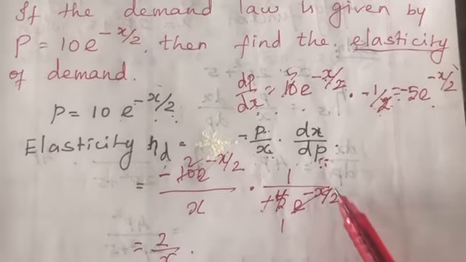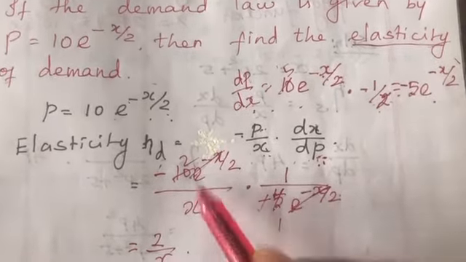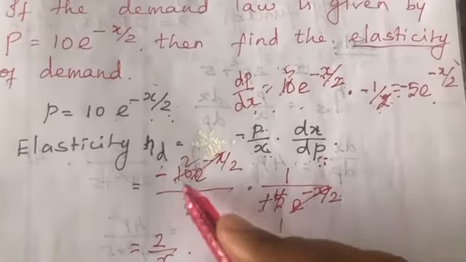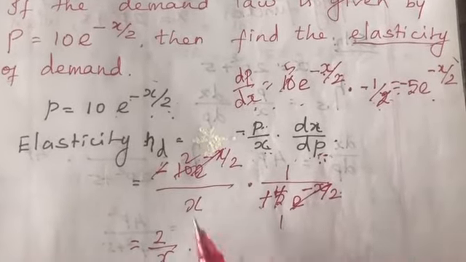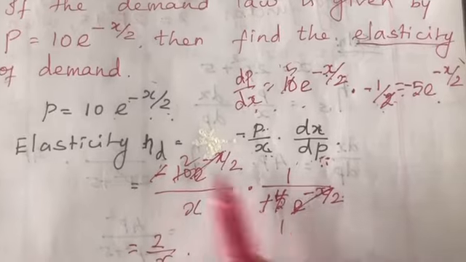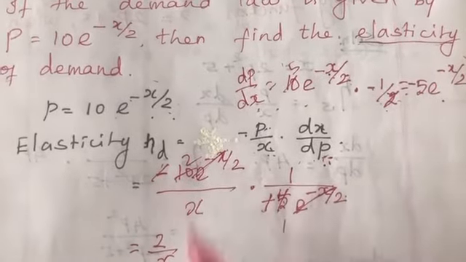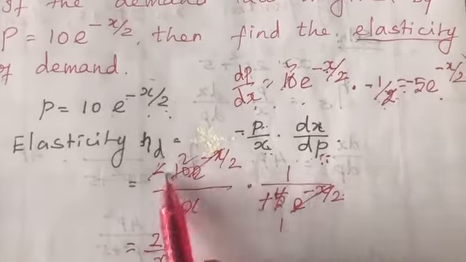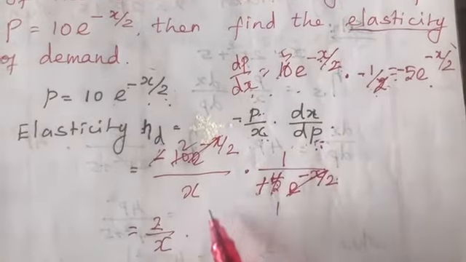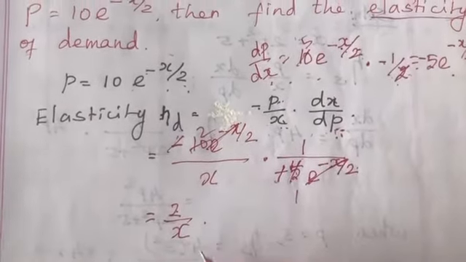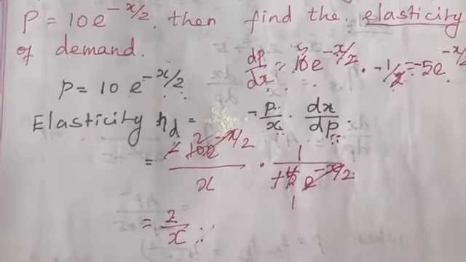minus x by 2. So e power minus x by 2 both will get cancelled. Minus and minus will get cancelled, plus side. We can simplify 5 and 10. So 1 5 is 5, 2 5s are 10. So in the numerator we have 2 and in the denominator we have x only. So it is 2 by x.